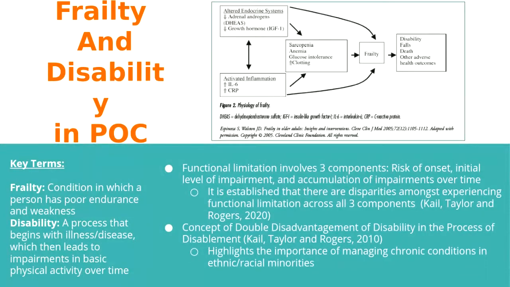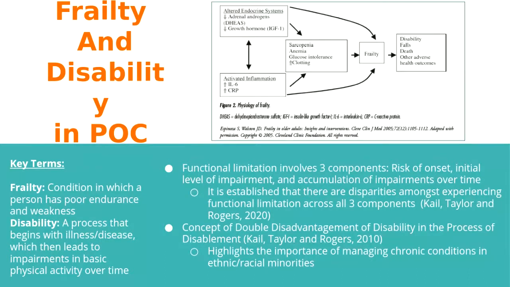For example, the risk of onset of functional limitation and the initial level of impairment at onset of functional limitation for people of color is higher than for their white counterparts. Therefore, it's important for us as nurses to separately consider racial differences in the risk of onset, initial level of impairment, and the subsequent accumulation of impairment over time for each of our patients post-surgery individually.